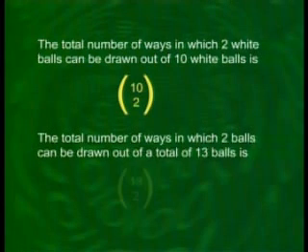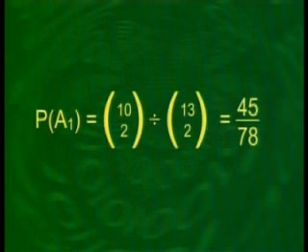Also, the total number of ways in which two balls can be drawn out of a total of 13 balls is 13C2. And dividing 10C2 by 13C2, we obtain the probability of A1, that is, the probability that two white balls are transferred from the first bag into the second one. Solving this expression, the probability of A1 comes out to be 45 by 78.